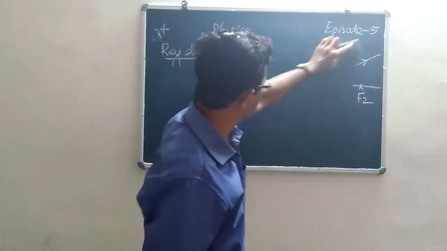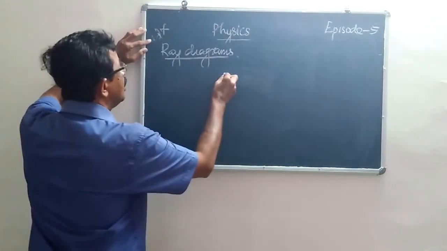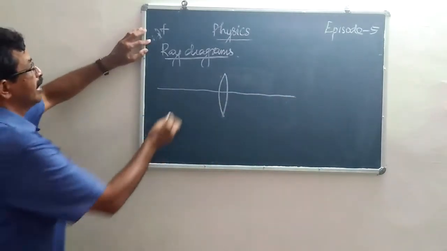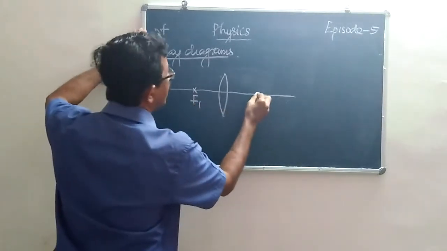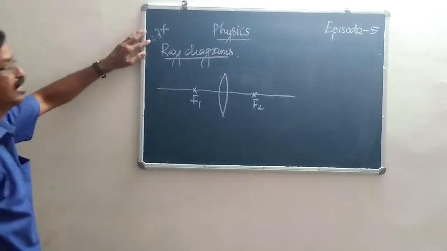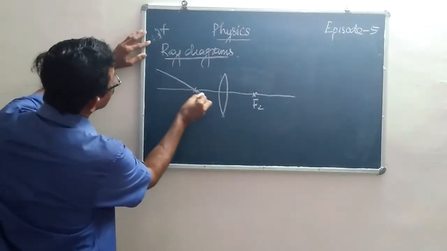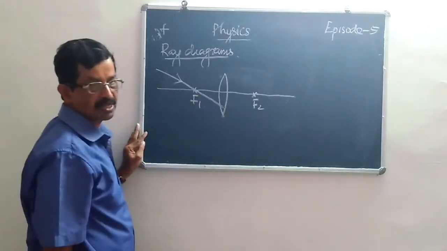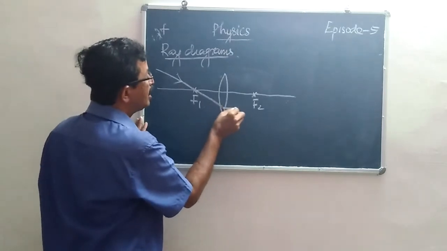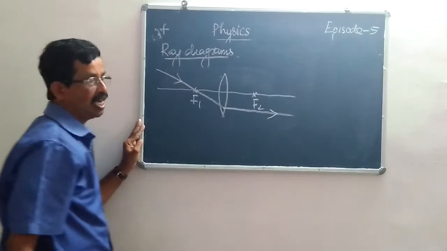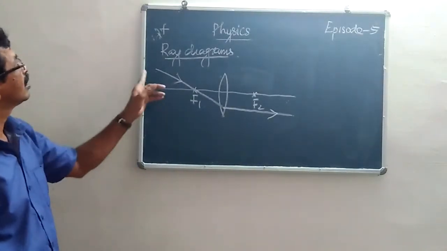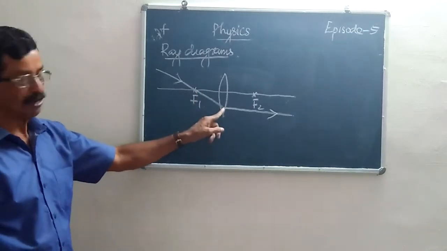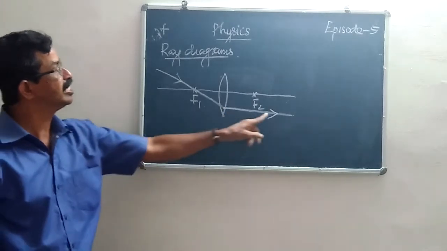Now see another point. This is a convex lens. This one is its principal axis. Now here F1, here on the other side F2. There are two focus. Now a ray passing through this focus, after here it will refract. Here this ray will refract, and after refraction it becomes parallel. See this thing. A ray passing through focus of a convex lens and refracting, then it becomes parallel.